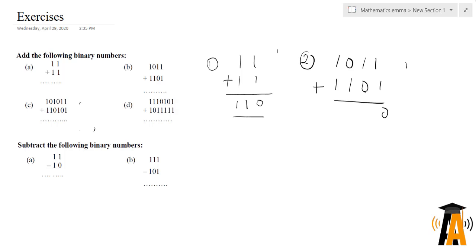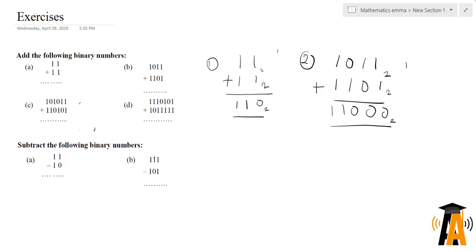Now 1 plus 0, 0 plus 1 is 10 again. We have 0 carry 1. 1 plus 1 again is 10. We write 0 carry 1. So we have 1 plus 1 is 10 plus 1 is 11. Hope we get that. All in base 2.